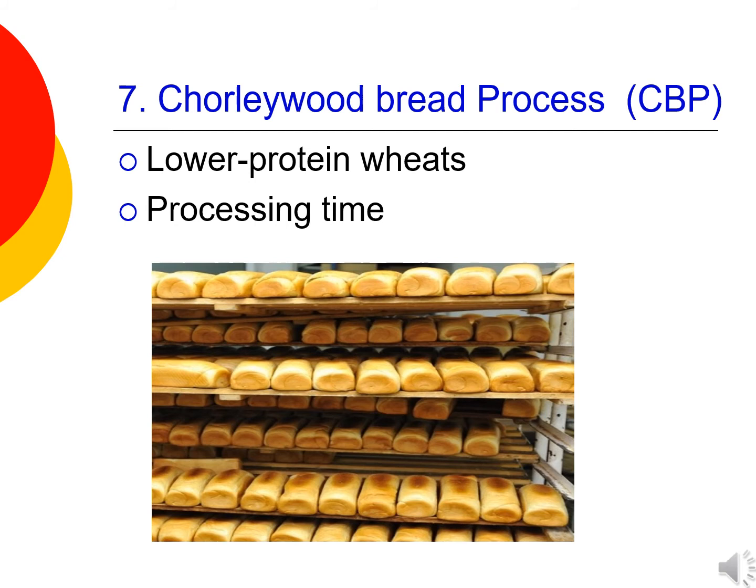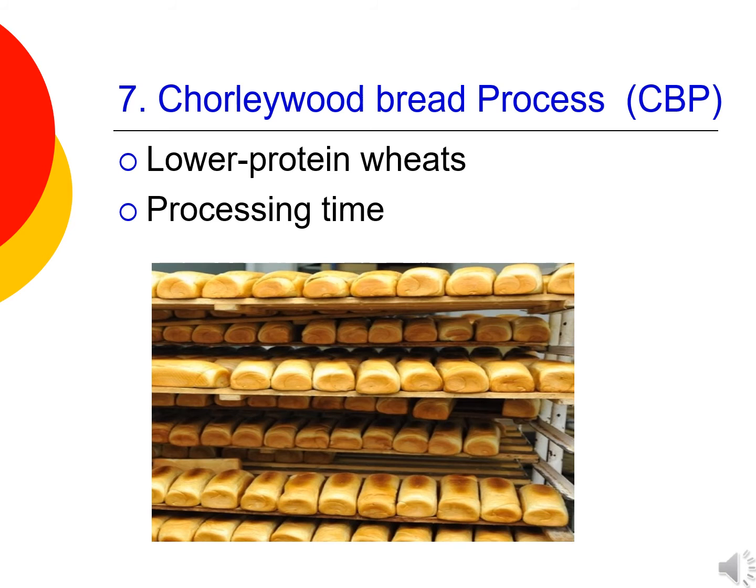The second commercial method of bread making is the Chorleywood bread process or CBP. The Chorleywood bread process is a process of making dough in bread production. The process was developed in 1961 by the British Baking Industries Research Association based at Chorleywood. The Chorleywood bread process allows the use of lower protein wheats and reduces processing time.